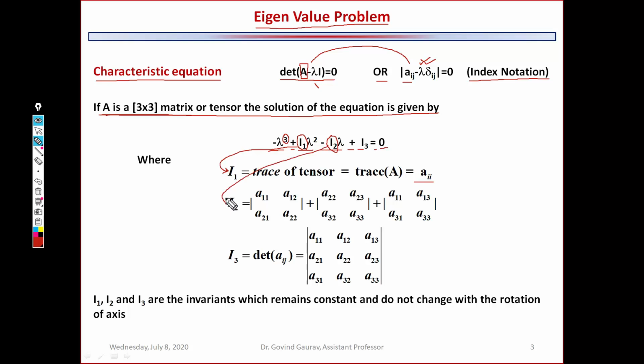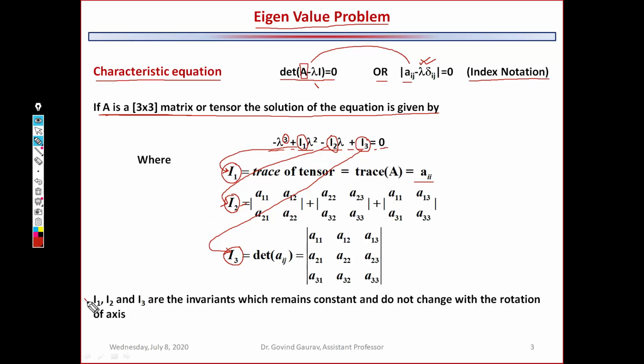The second term I2 represents this value, and the third term I3 represents the determinant of this matrix, which is a 3 by 3 matrix. So we have three values I1, I2 and I3. The purpose of giving different notations to these quantities was that these equations should look compact.